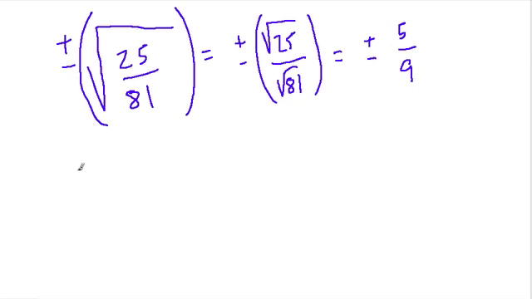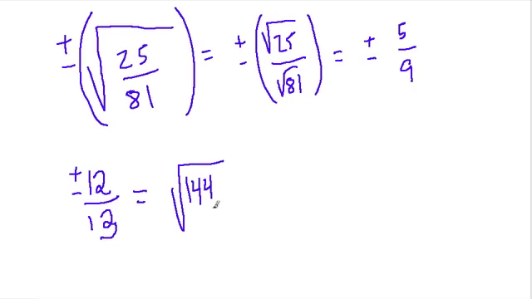Working in reverse, if we take positive or negative 12 over 13 and square it, we can write that as equal to the square root of 144 over 169. Just thinking about it in reverse, we can square both numerator and denominator, and that will give us a positive 144 over 169.